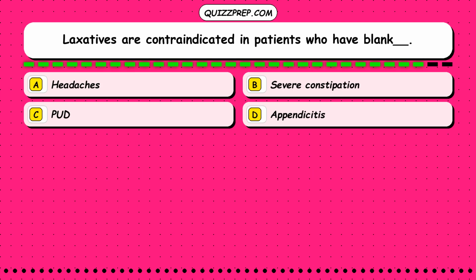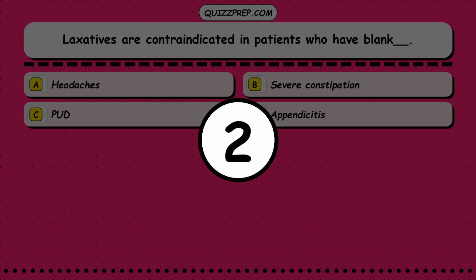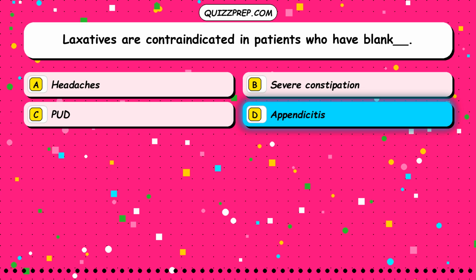Question 126. Laxatives are contraindicated in patients who have blank blank. Option A, headaches. Option B, severe constipation. Option C, PUD. Option D, appendicitis. The correct answer is option D, appendicitis.